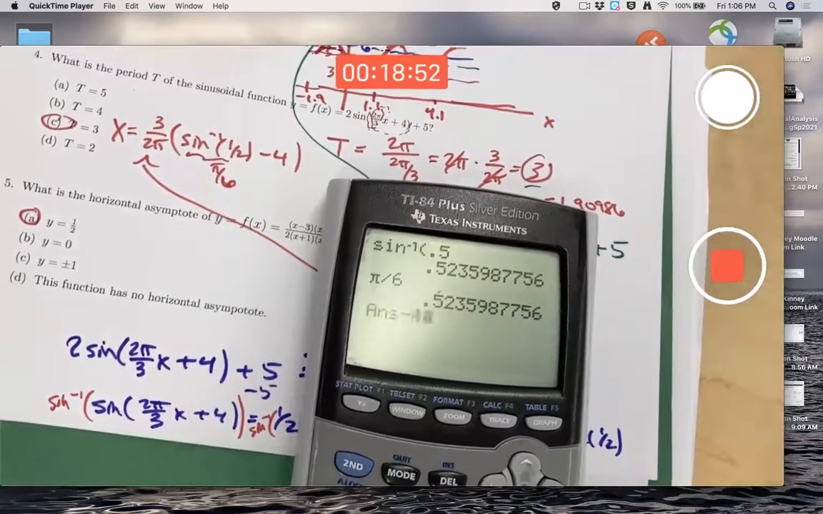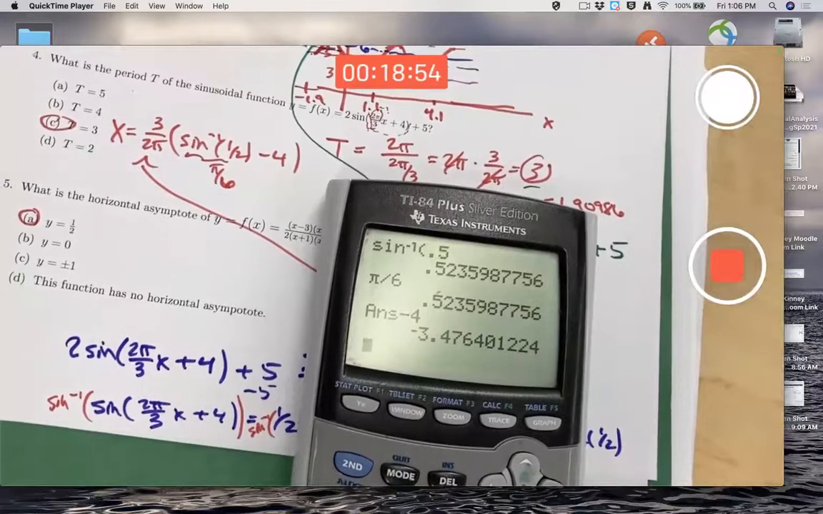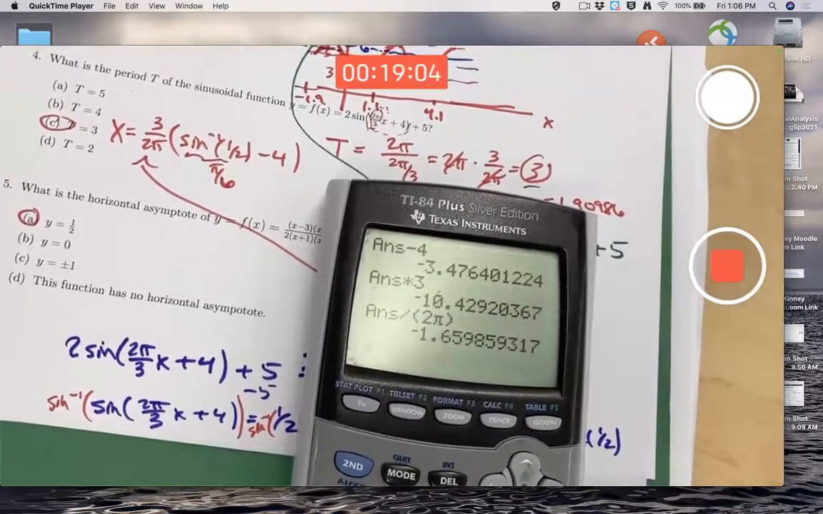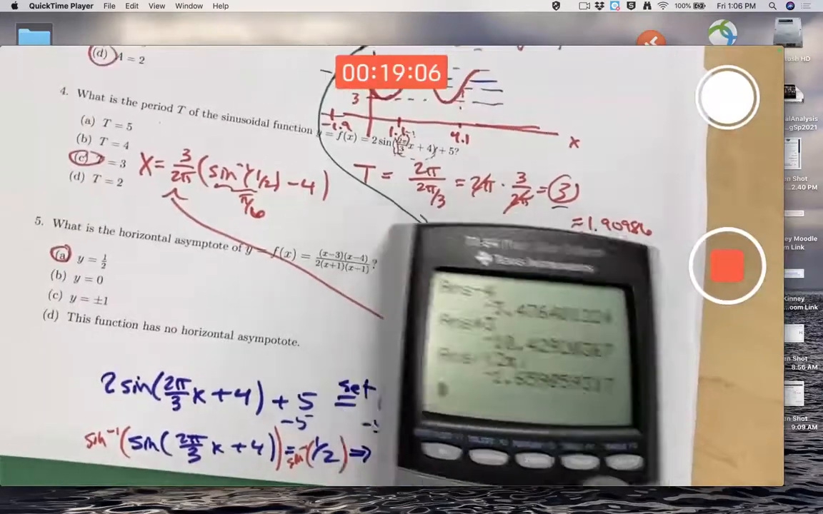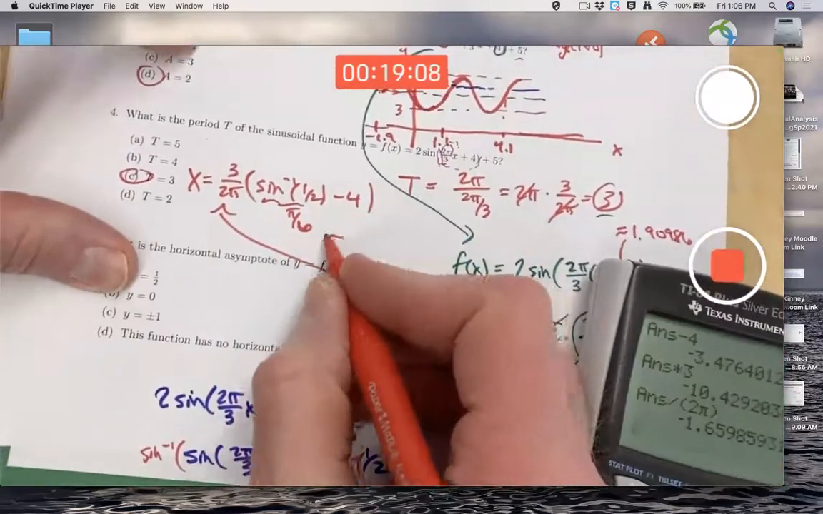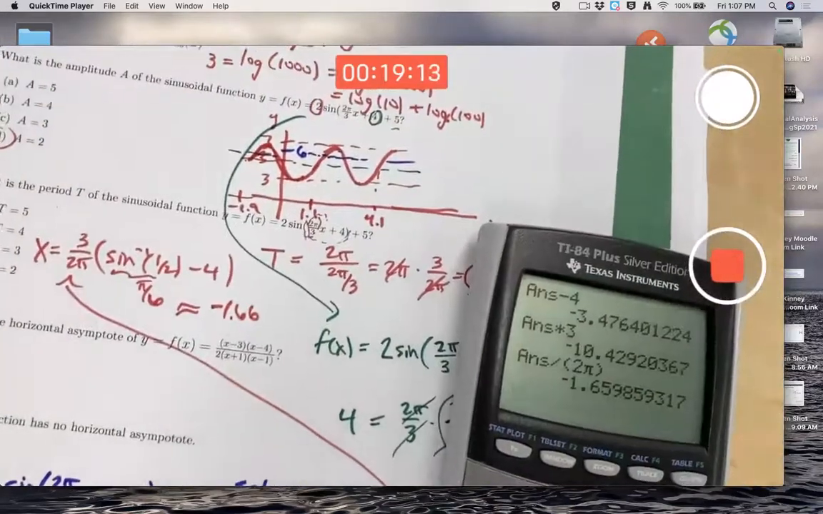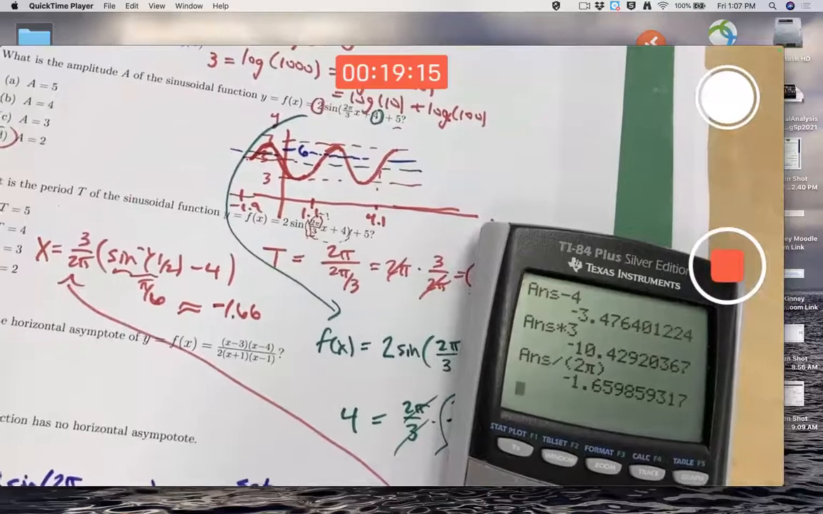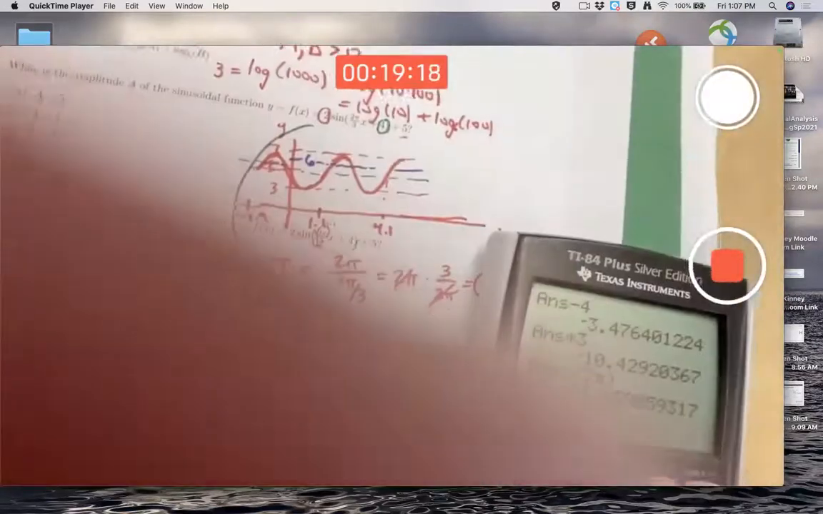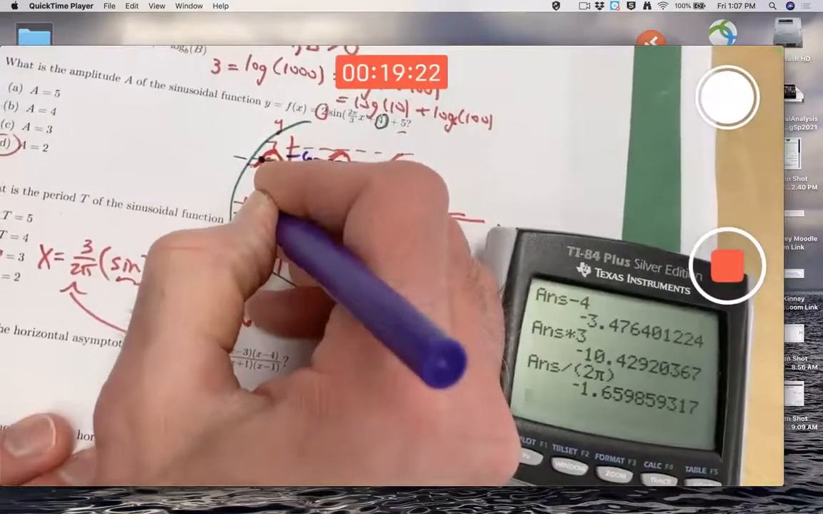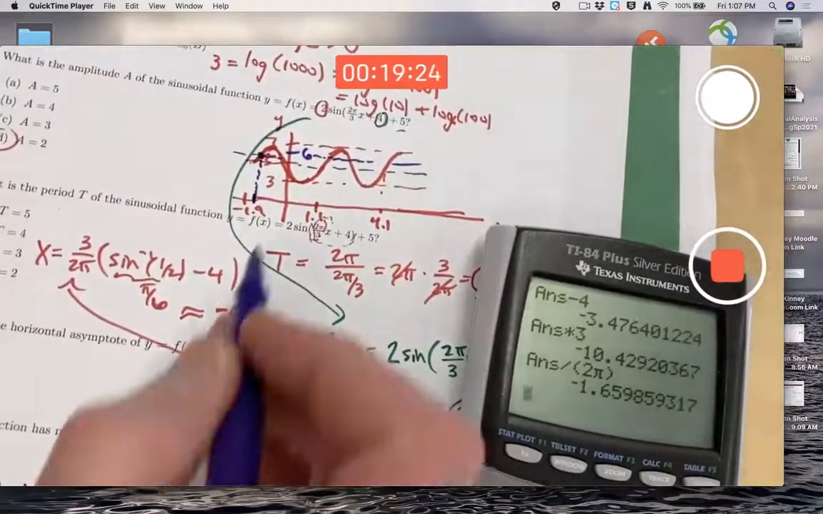Okay, subtract 4, and then multiply by 3, and then divide by 2 pi, making sure to use parentheses like I'm doing here. We get approximately -1.66 for this answer. Which answer is it giving to us on this picture? It looks like it's giving us this answer here, actually. Right there. -1.66.